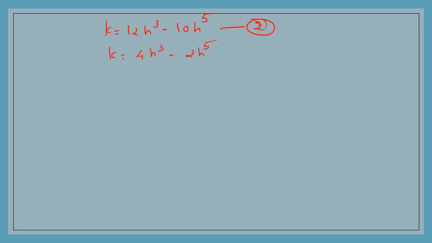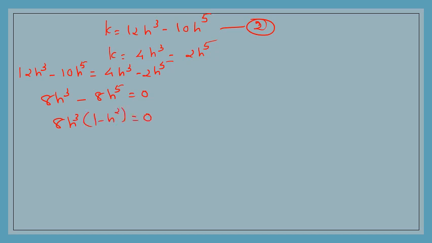We know that from equation number 1, k is equal to 4h cube minus 2h raised to 5. So you can equate these two. So 12h cube minus 10h raised to 5 is equal to 4h cube minus 2h raised to 5. So 8h cube minus 8h raised to 5 is equal to 0. So 8h cube is common. So 1 minus h squared is equal to 0. So you are getting h is equal to 0 or h squared is equal to 1. h squared is equal to 1 means what? h is equal to plus or minus 1.